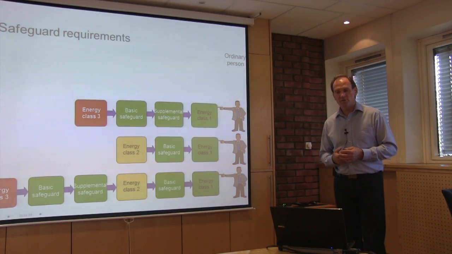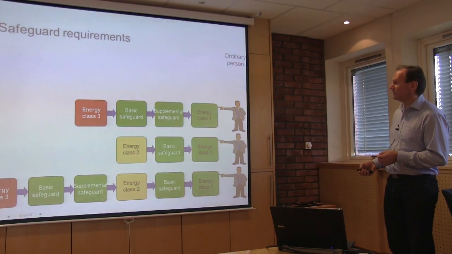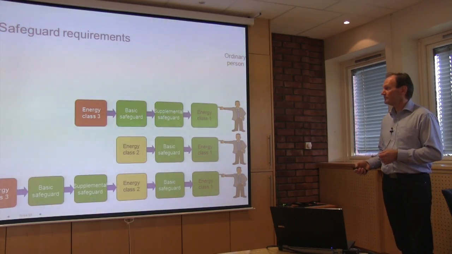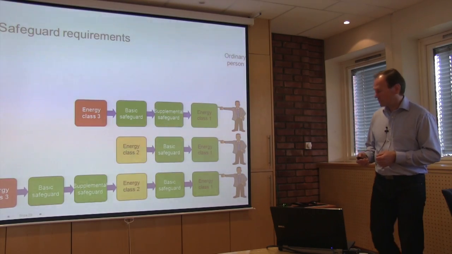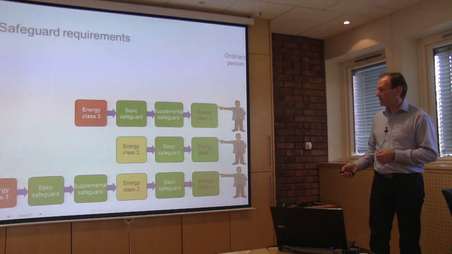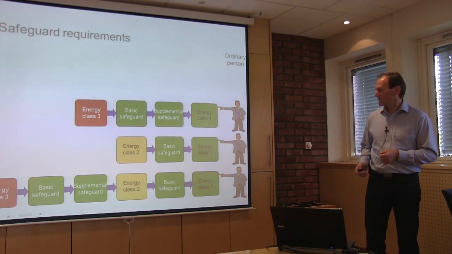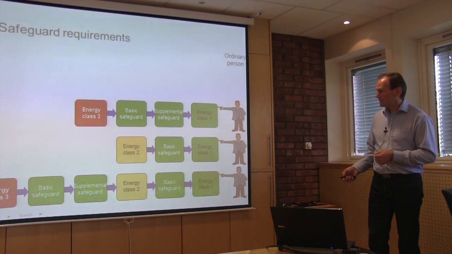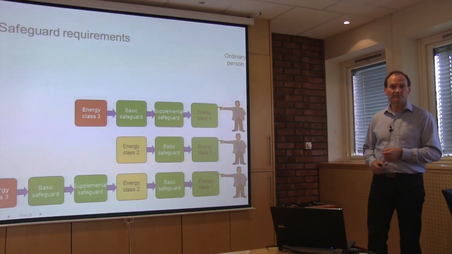This is a picture of different safeguards. For the ordinary person, for the energy source class 3, they are of course basic plus supplementary or reinforced, and then you have energy class 1, and then the ordinary person can touch this. From energy class 2, it's enough with a basic safeguard for the ordinary person. But if you have energy class 3 and you have some energy class 2, you need double or reinforced between 3 and 2, and you need a basic from 2 to 1.